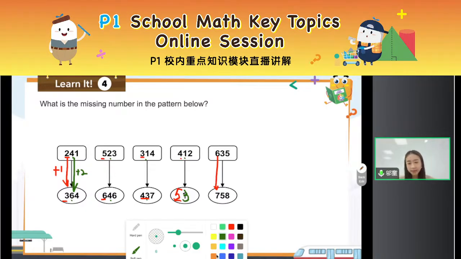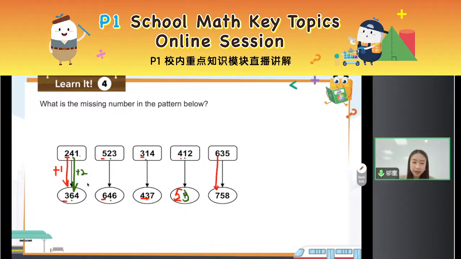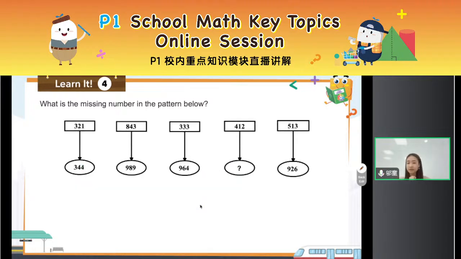Now check the ones place here. How is the ones place going? If you know the answer, can you type in the chat box? 1 to 4, 3 to 6, 4 to 7, and 2 to how many? Who knows that? It is equal to, I almost said the answer, 5. Yes, 5. Okay, we can check the last one as well, right? 5 plus 3 equals 8. So here is your answer, 135.